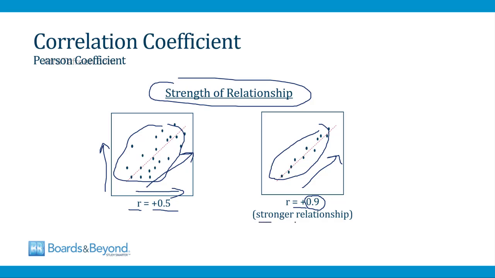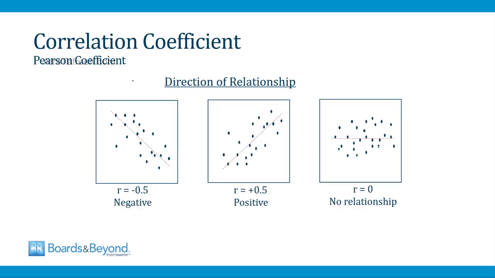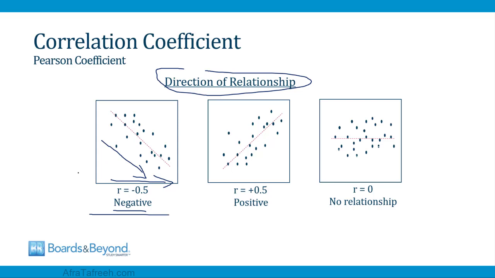That means there's a stronger relationship between the two variables, and therefore the r value is also going to be closer to 1. Besides telling you the strength of relationship, the correlation coefficient tells you about the direction of the relationship. So on the left is a data set where the r value is -0.5. The correlation coefficient is a negative number, meaning there's an inverse relationship between the two variables.